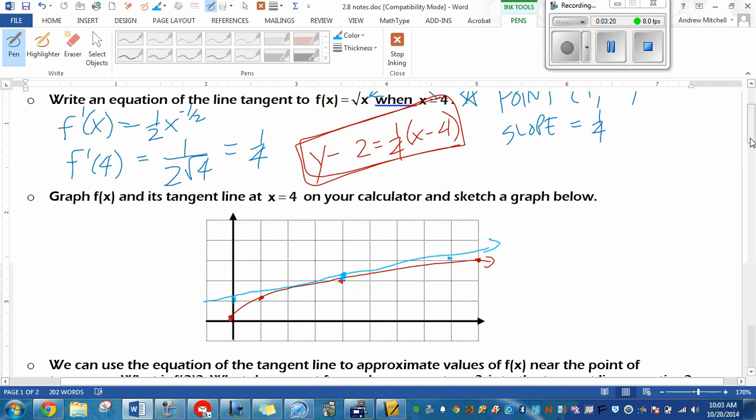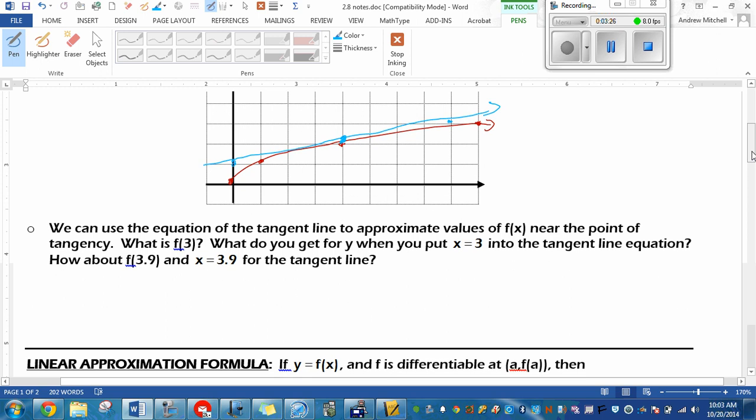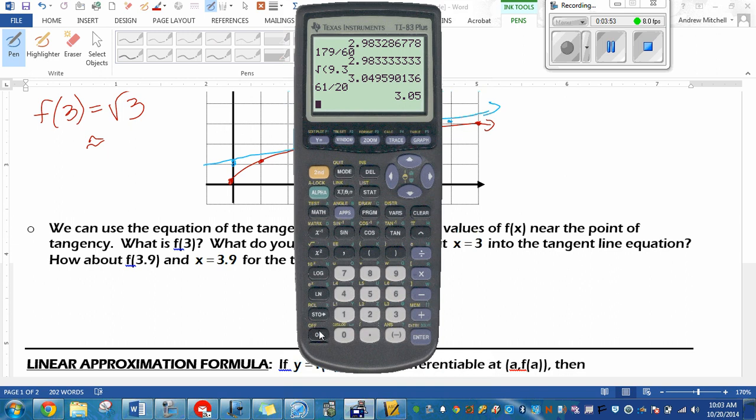So we're going to look at some examples here. It asks us to figure out what f of 3 is, and then figure out what is it when we put 3 into the equation of the tangent line. So f of 3, well, that's just going to be square root of 3, right? Because it was square root of x. So square root of 3, if we put it in our calculator, we'll round it to 3 decimal places. We get 1.732 approximately.